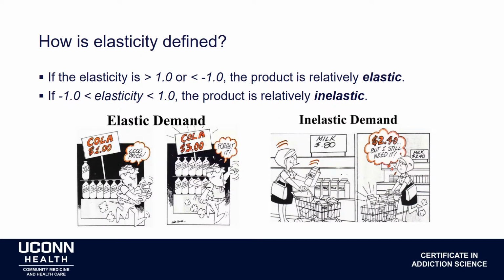So how do we actually define elasticity? Well, we use the cutoffs of 1 and -1. If the elasticity is greater than 1 or less than -1, we consider the product relatively elastic. We consider the consumers to be very sensitive to the price of those products. If it's between -1 and 1, we consider it relatively inelastic, where consumers aren't that sensitive to changes in price. And these simple cartoons kind of demonstrate that. Large prices on soda might get people to stop purchasing and drinking soda. But we often think that we need something like milk. That's more of a need, a necessity, than something like soda might be.